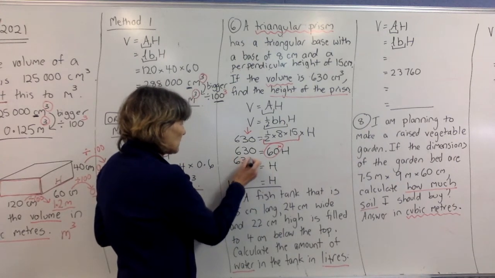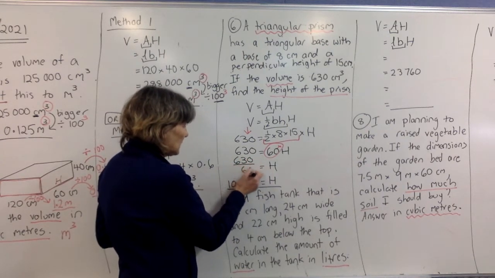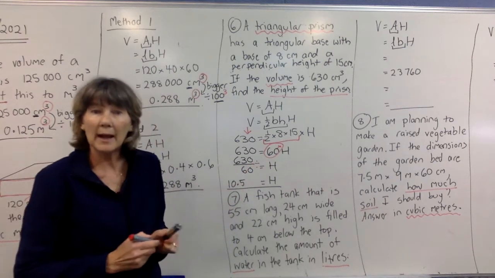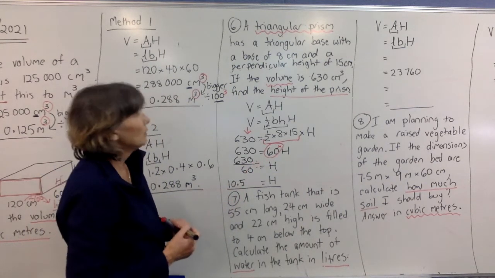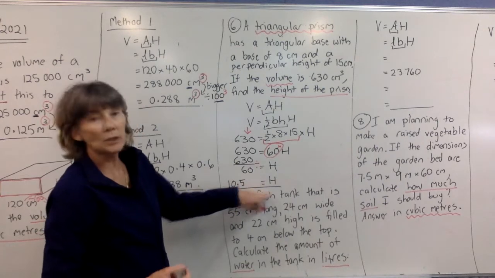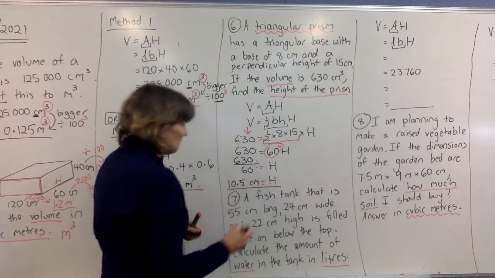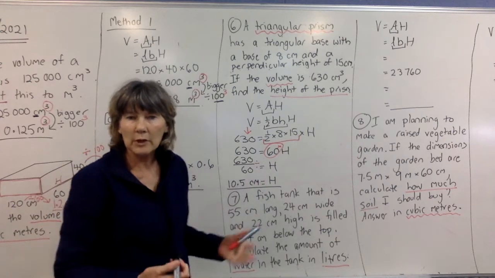And over here we'll do the opposite of times, which is divide by 60. And then if you do that on your calculator, you'll get an answer of 10.5. And it's a height, so stick with the units. It's in centimetres.